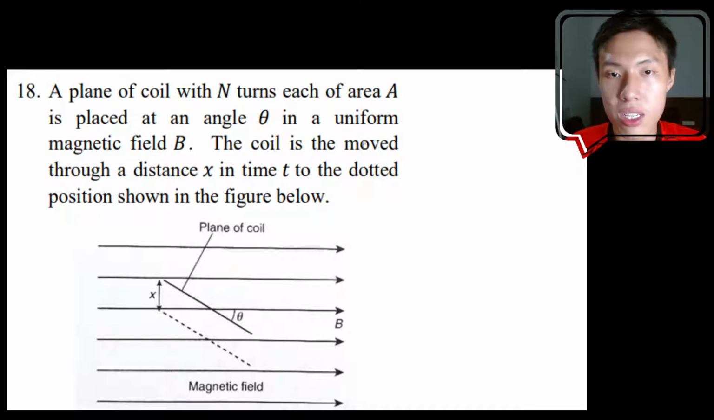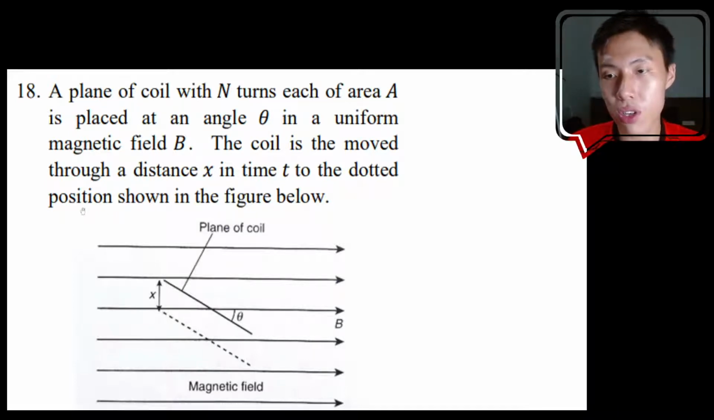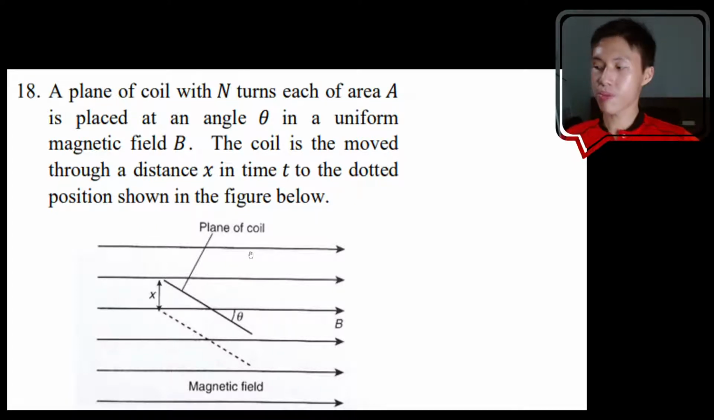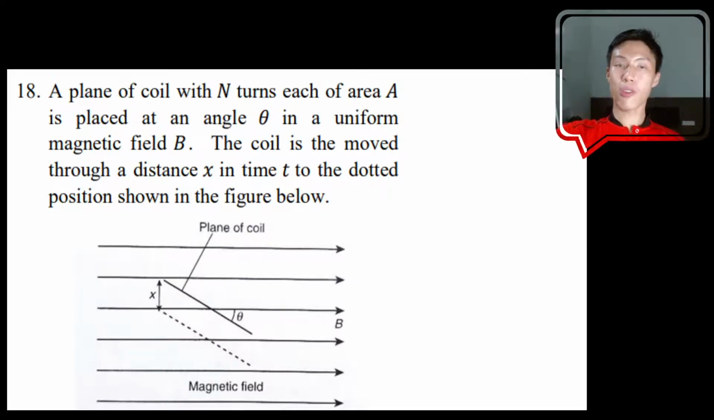And the coil is to move through a distance x in time t to the dotted position shown in the figure below. Okay, so it's going to move from this place to the place where it's the dotted line over here. So this coil over here, this is the coil. So imagine you have a magnetic field pointing to the right like this. Okay, your screen is showing a lot of right arrows. Imagine it now. A lot of right arrows pointing to the right, representing the magnetic field.